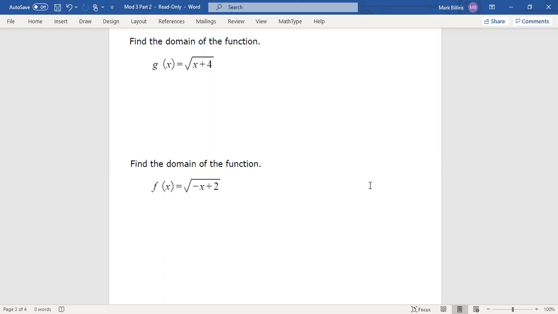So what we do when we're dealing with square root, we take our radicand and set it greater than or equal to 0. And now we solve. So x would have to be greater than or equal to negative 4. Now, how do we write that in interval notation?